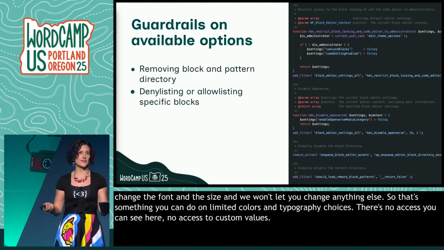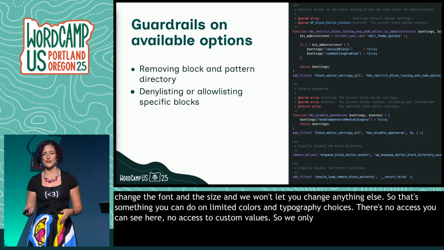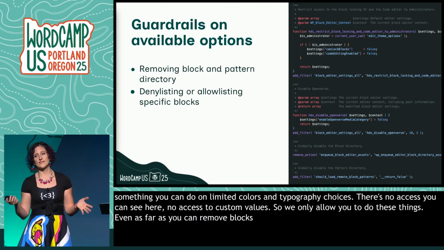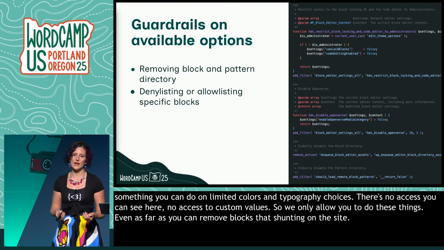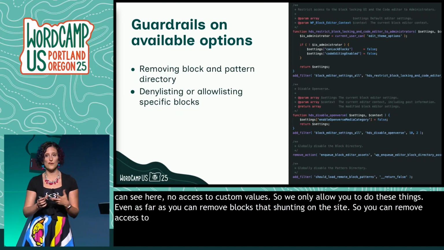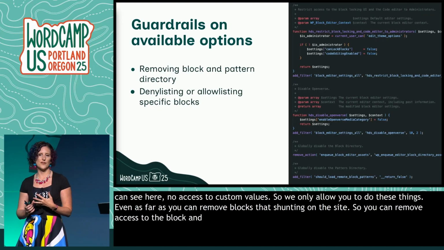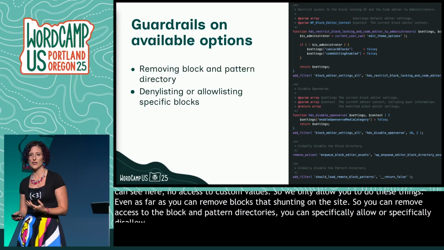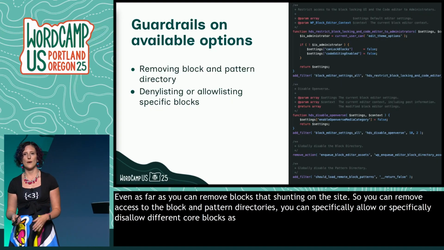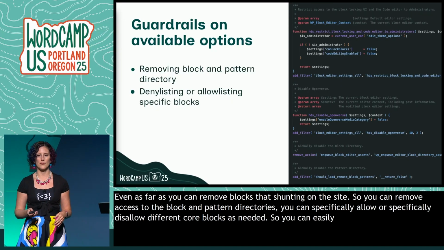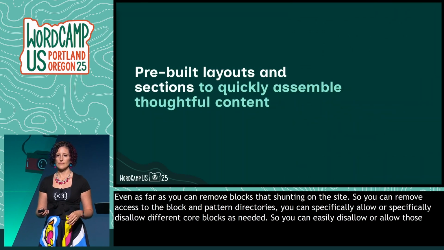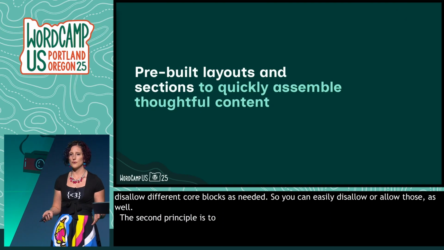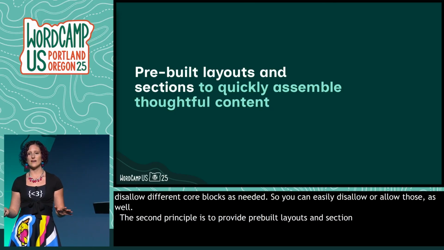Even this can go as far as removing blocks themselves that shouldn't be used on the site. So you can remove access to the block and pattern directories. You can specifically disallow or specifically allow different core and third-party blocks as needed. So if there are blocks that you don't think people should have access to, you can easily disallow or allow those as well. The second principle is to provide pre-built layouts and sections to enable content creators to quickly assemble thoughtful content.